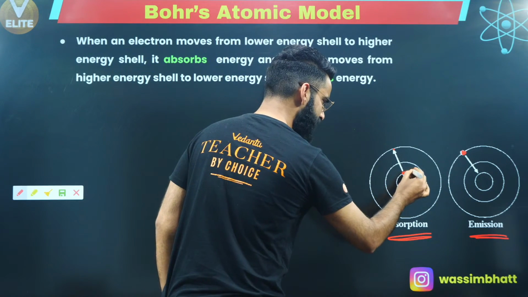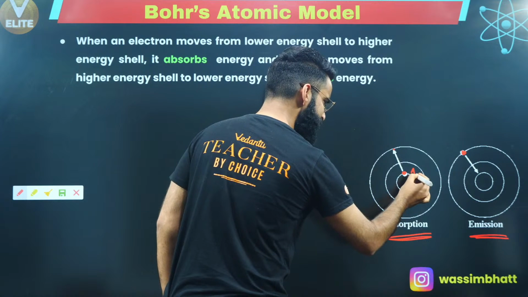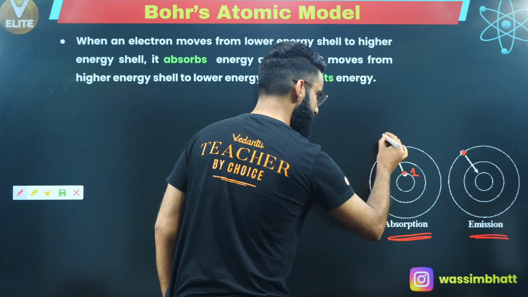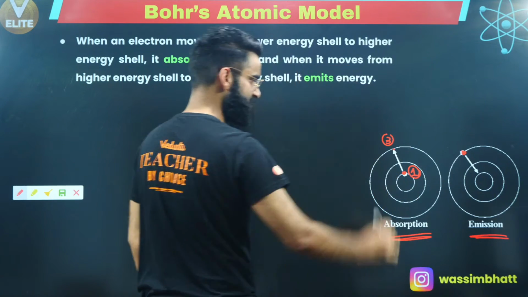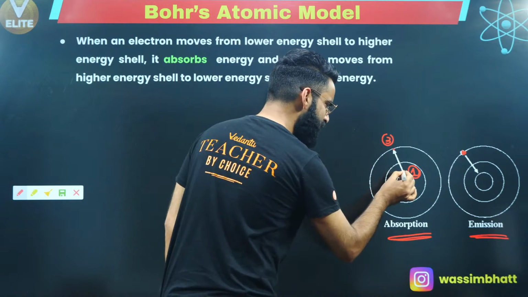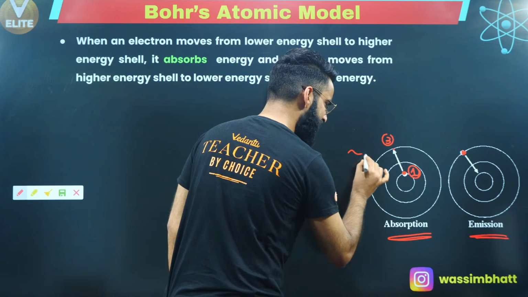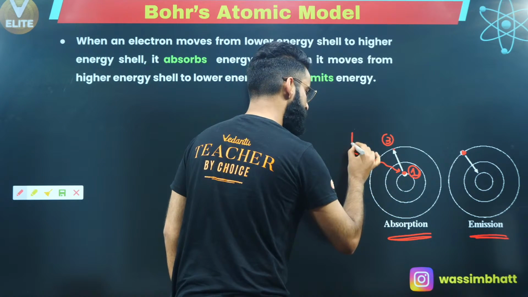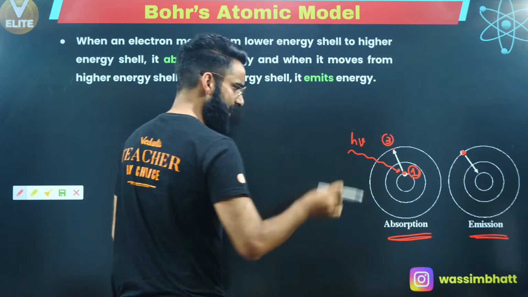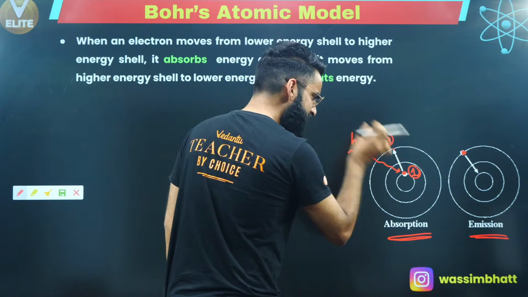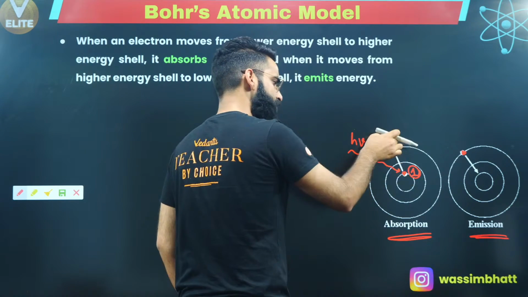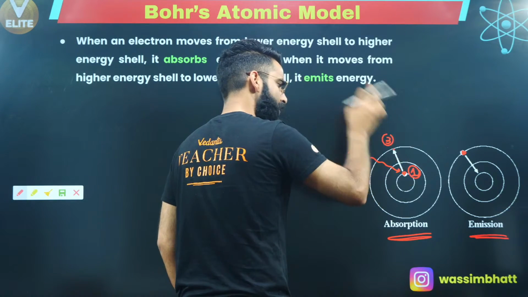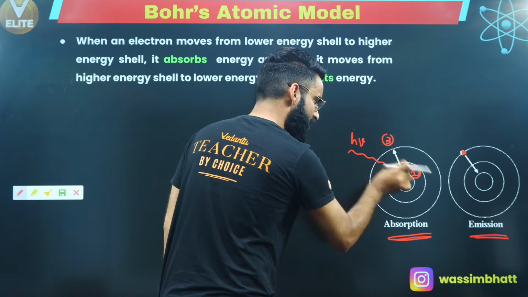Now, understand. Let's say this is shell number 1 in which the electron is, and this electron has to reach shell number 3. So the electron has to move from a lower energy shell to a higher energy shell. That means we have to supply some energy to this electron, which I'm supplying in the form of h nu, in the form of light, in order to make sure the electron moves from shell number 1 to shell number 3. This electron has to absorb energy, right?